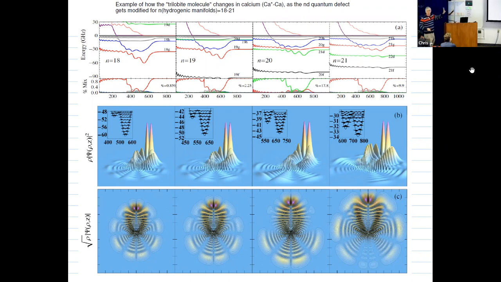No experiment has been done on this, but this is one of the predictions that we made that demonstrates the difference of a phenomena that can happen because of perturbers compared to an alkali atom.